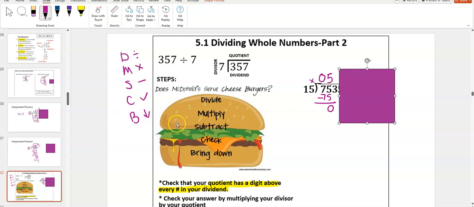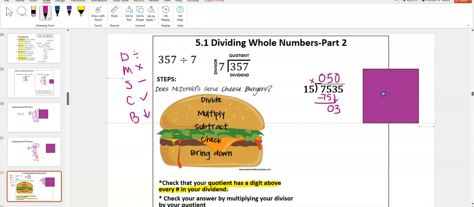I'm going to go ahead to that next step that says bring down. And we're bringing down the 3. Uh-oh, 15 doesn't go into 3, so I need to put a placeholding 0. Now I can move my sticky note all the way off, bring down that 5, and do 15 into 35. Well, 15 times 2 is 30. Whoopsie. So I'm going to have 5 left over. So my answer is 502 with a remainder of 5.